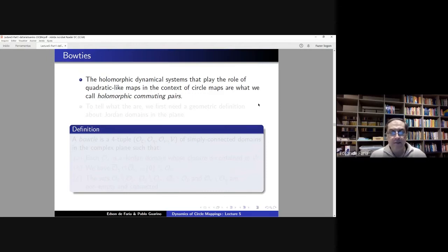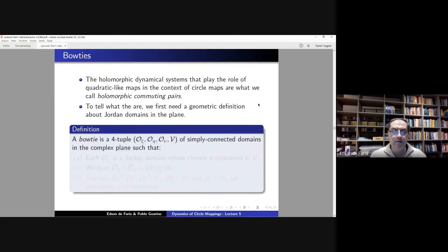But in order to define what they are, I first need to tell you what a bow tie is. A bow tie is just a four-tuple of simply connected domains in the complex plane. Just think of topological disks, and they are arranged in such a way that they are like a bow tie, okay? But it is a bow tie which is in some sense immersed inside some larger object. Three of them form a bow tie, and then there's a fourth one that contains the other three. Okay.